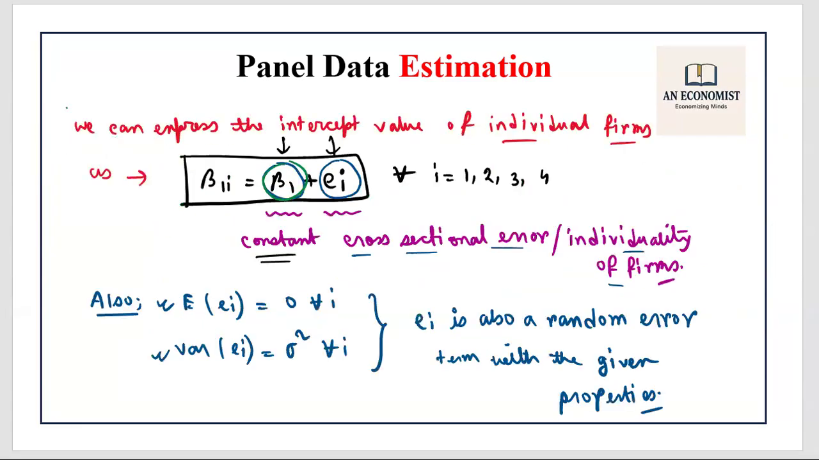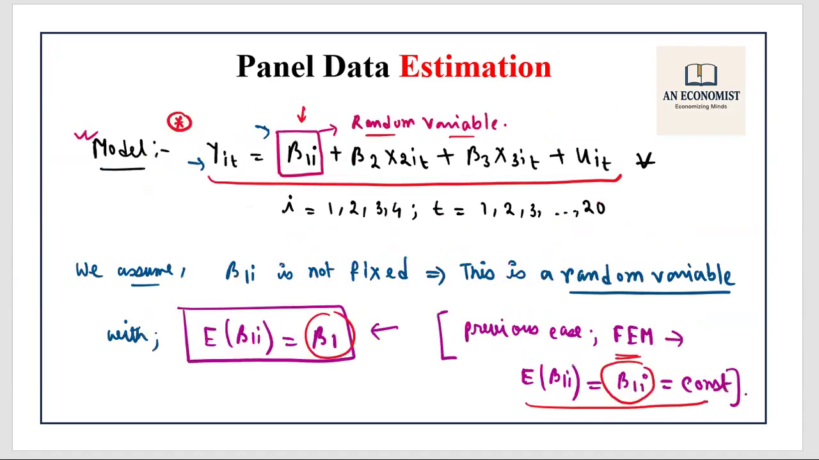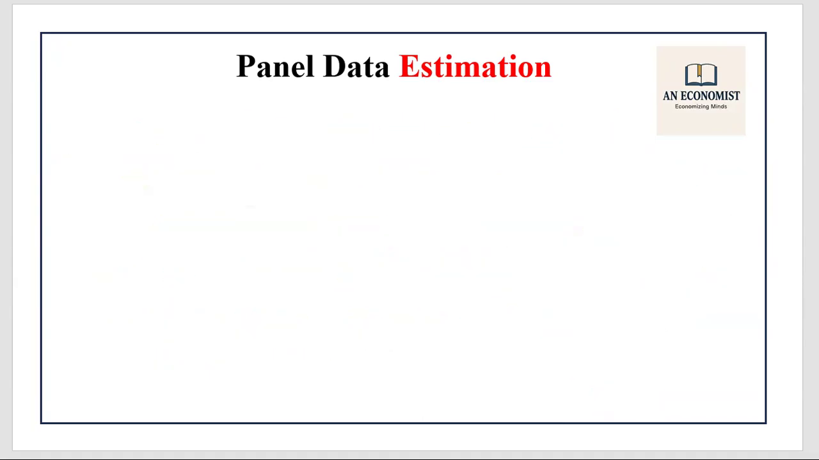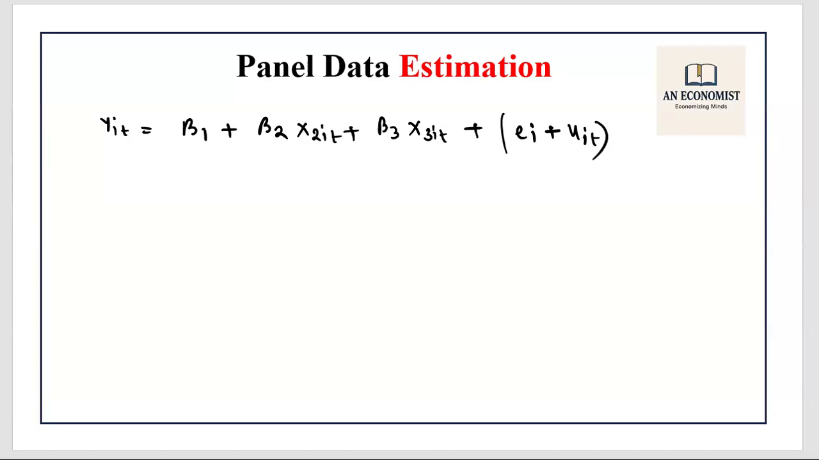Now, if beta 1i is beta 1 plus ei, then how will you write the original model? If you replace that in the original model, our model will look something like this. yit remains the same. Instead of beta 1i, you will write beta 1 plus beta 2 x2it. This remains the same. Beta 3 x3it also remains the same. Now, we will write ei, the term that we have introduced, and uit, for all i and t. Now this will be the new model that we will consider.